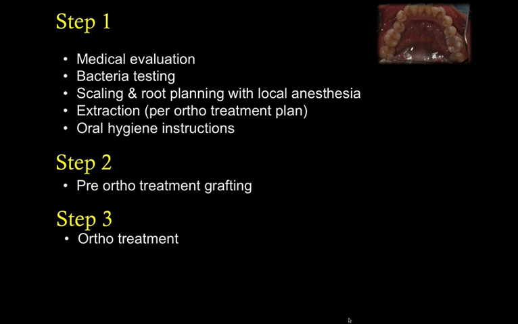And again, thank you for sharing this interesting case with me. Starting with step one, which is basically an initial periodontal preparation with scaling and root planing, extracting the teeth based on your ortho treatment plan. Step number two is going to be pre-orthodontic grafting, and specifically I believe the free gingival graft is going to work well for the lower incisors.